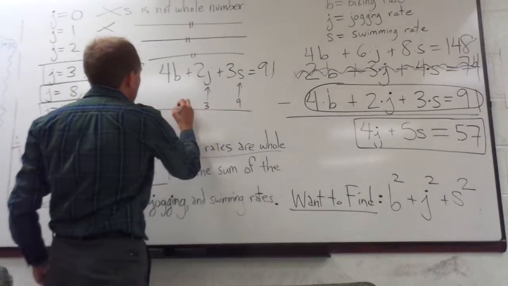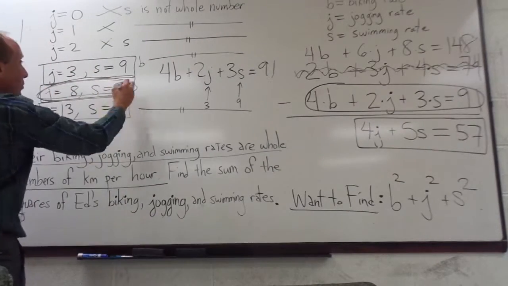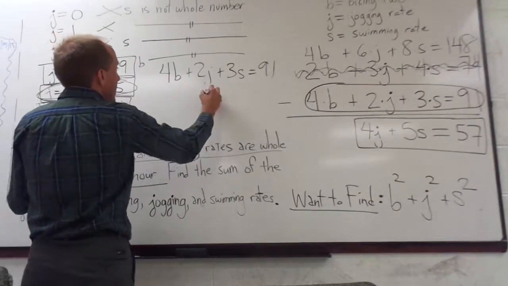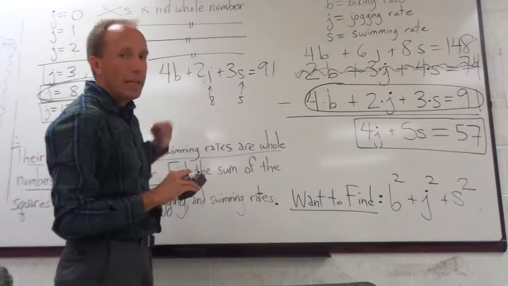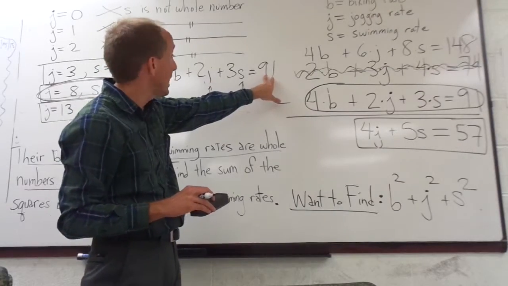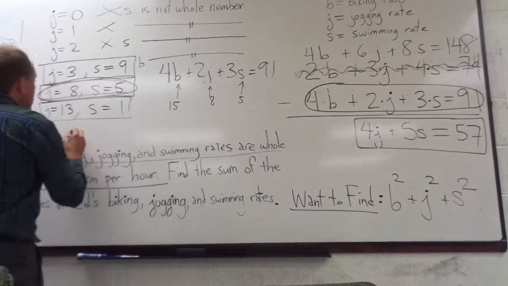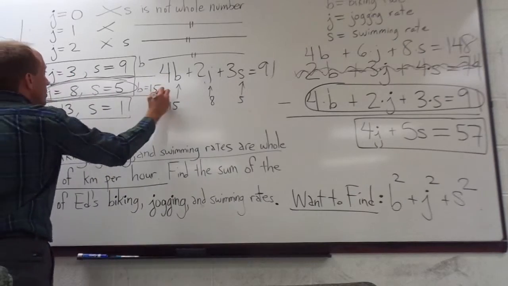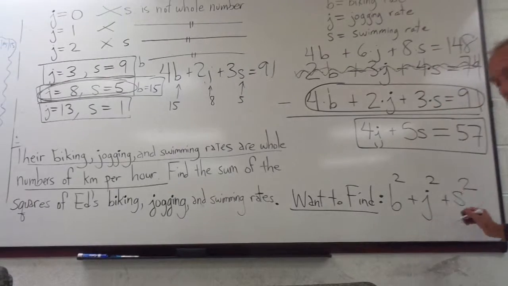And it turns out it's not a whole number in the last case either. The only case where it works is right here. When j is 8 and s is 5, I've got 16 and 15, which makes 31 when I add them together. If I subtract that from 91, I get 60. And 4 goes into 60 exactly 15 times. So b would be 15. So here is the solution that works. b is 15. I'm going to come back now and do my final calculation.